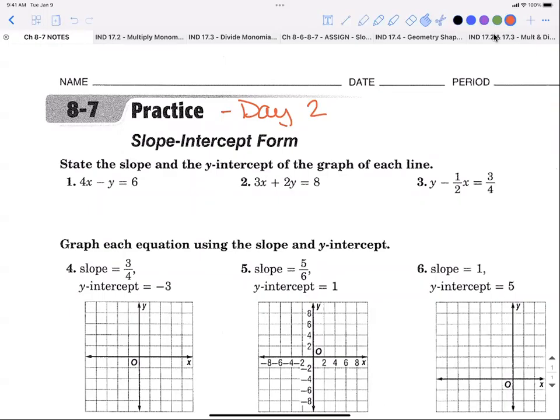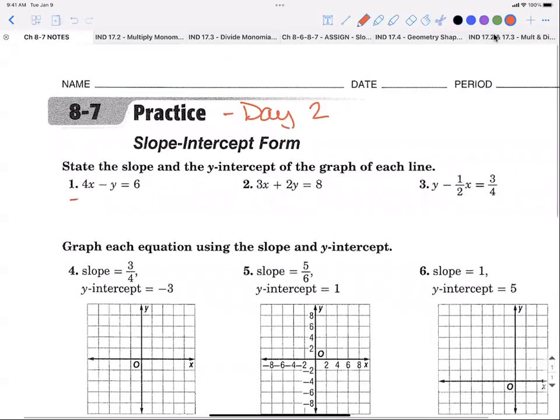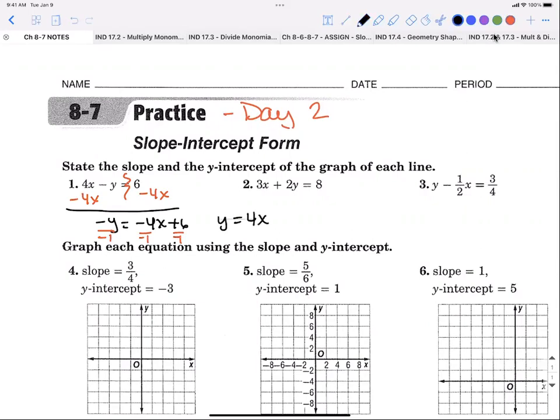All right, so this is the second half of 8-7. Yesterday we just kind of tipped our toe in 8-7 where we talked about identifying the slope and the intercept from an equation. And yesterday we did a little bit of algebra. Here, we moved the 4x and we moved the 4x, right? We do the same thing to both sides of the equation. And we got negative y equals negative 4x plus 6. Then when you divide everything by a negative, you end up with y equals 4x minus 6.